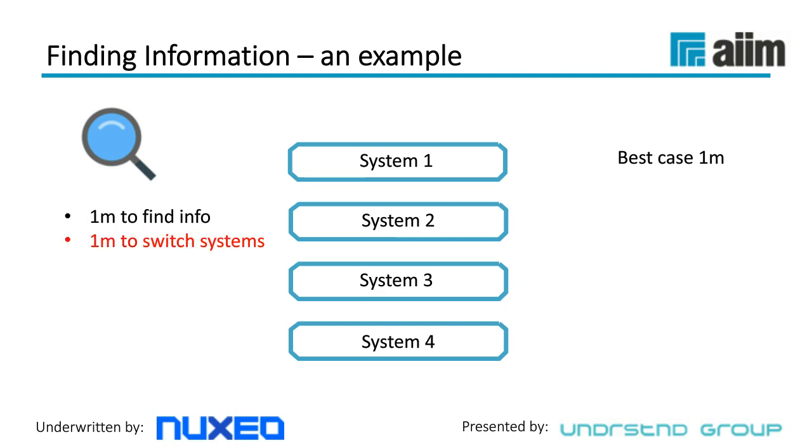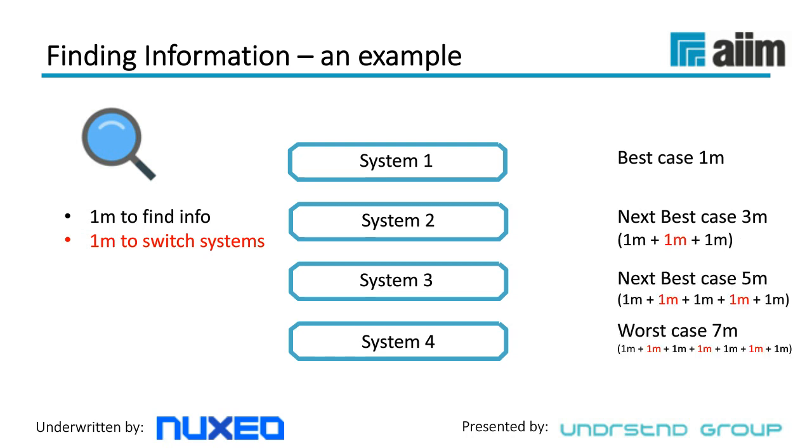Well, let's assume that it takes me a further 1 minute to switch between systems, to load the second system up, to log into it, and so on and so forth. If that's the case, then if I find the information I'm looking for in system 2, it will have taken me a total of 3 minutes. 1 minute to look in system 1 and not find it, 1 minute to switch to system 2, and then a further minute to find the information. You see where I'm going with this, right?